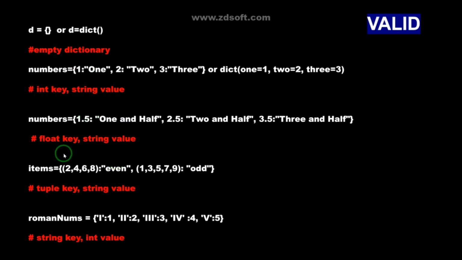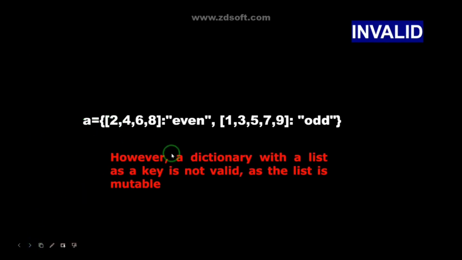In the next example we will use a float key and a string value. We are using vice versa, I mean different data types as key and different data types as value. But remember that you can't use a key as a mutable object, meaning you cannot use a list as a key. That is what I mean.